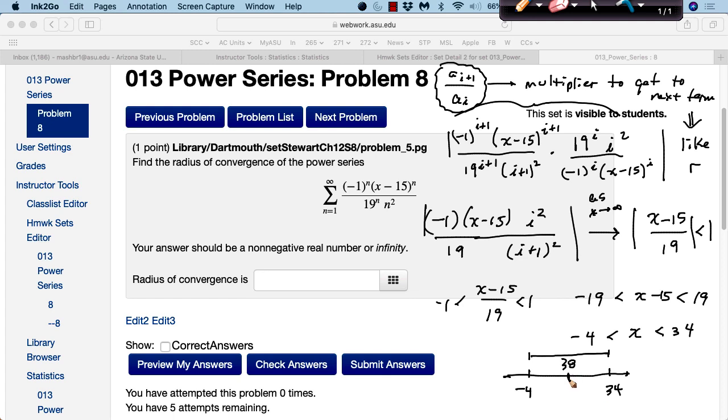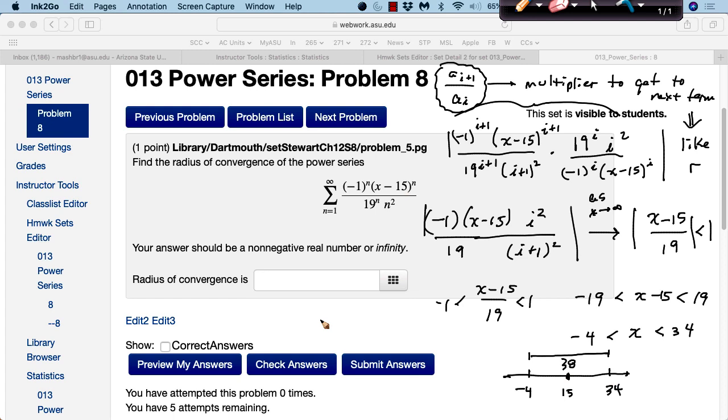So then the radius is going to be half of that, 19, right? So we're going to go from the center, which is 15. Look, the center is 15 right there. And so then we go 19 this way or 19 this way, and that gives us the whole interval. So the radius is going to be 19.